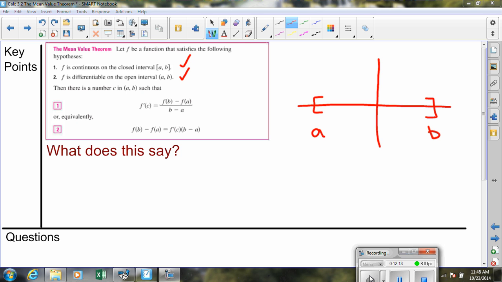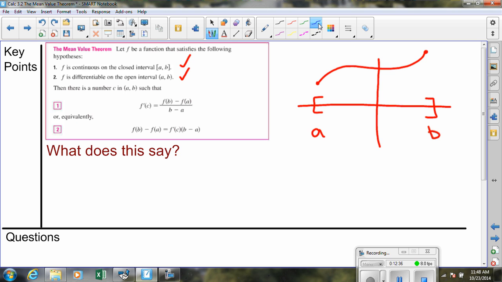So it's telling us if we have something that looks like this, there is some number c in between a and b where the derivative f prime of c is equal to f of b minus f of a over b minus a.